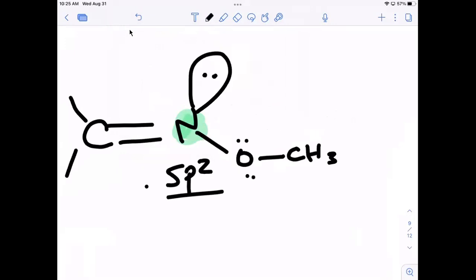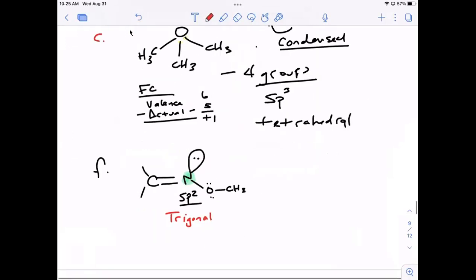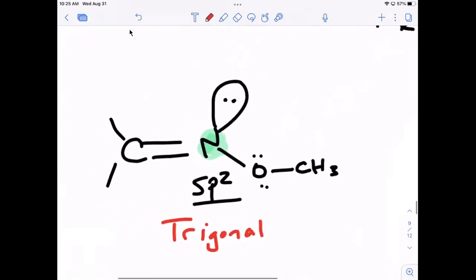Two ways to tell. First way is it has a double bond to it. You can see that double bond. The other way to tell is the number of groups. So this is one, that's a group, and then this carbon over here is a group. So it's got 3 groups around it. The other way is to look at the fact that you have a double bond, right? What's the geometry? Trigonal, good, excellent. If it's sp2, the geometry is trigonal.